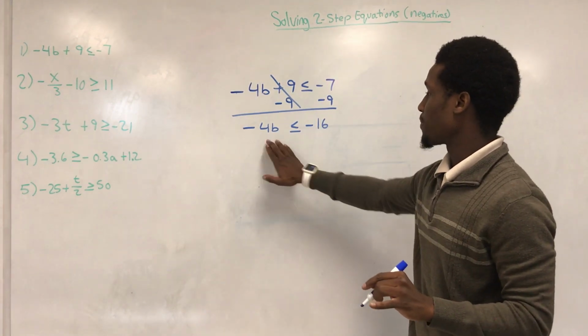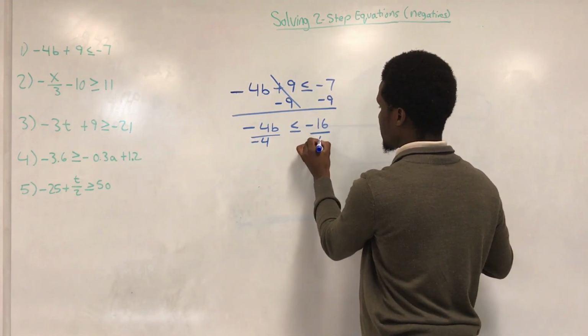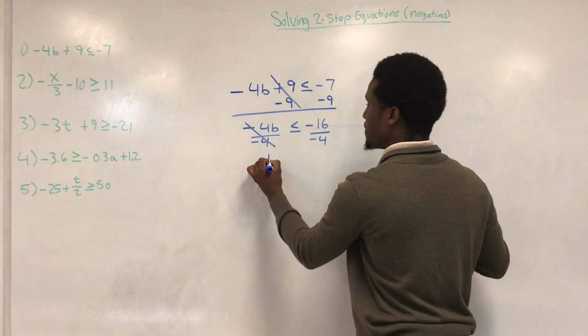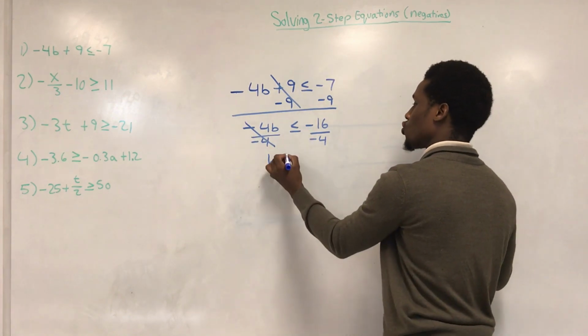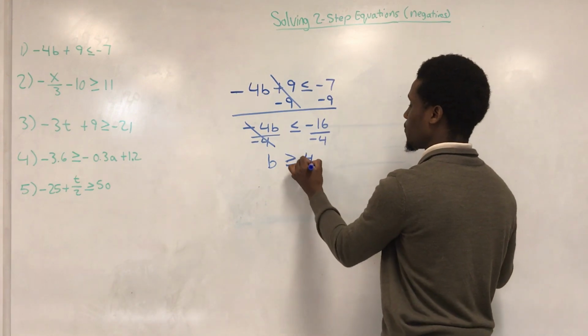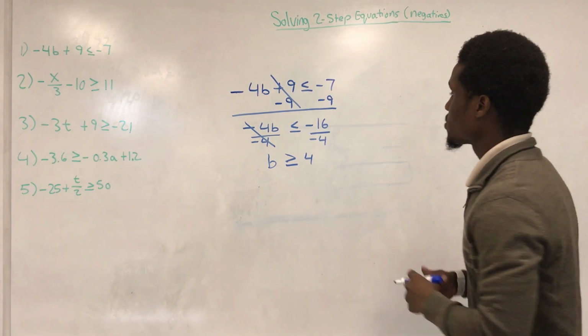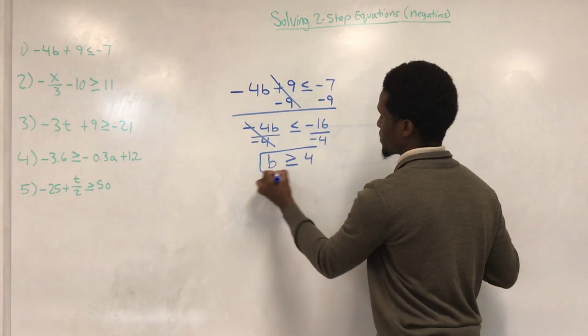Here's where everything happens. I'm going to divide by negative 4 and divide by negative 4. So b is now greater than or equal to a positive 4. So this will be our answer.